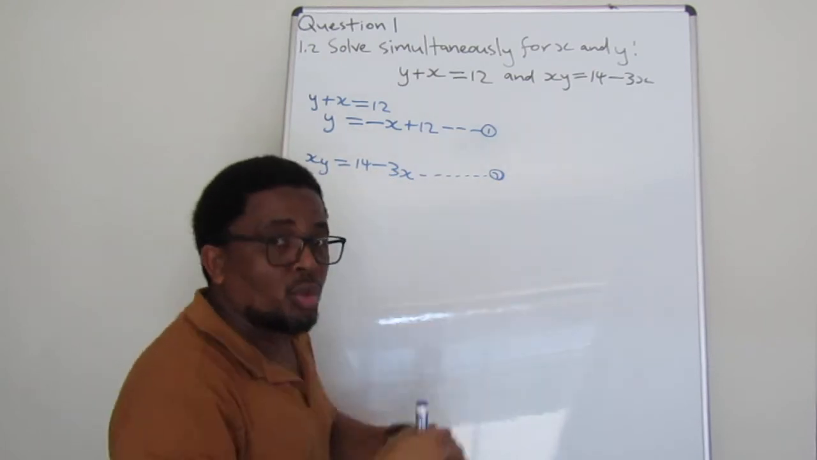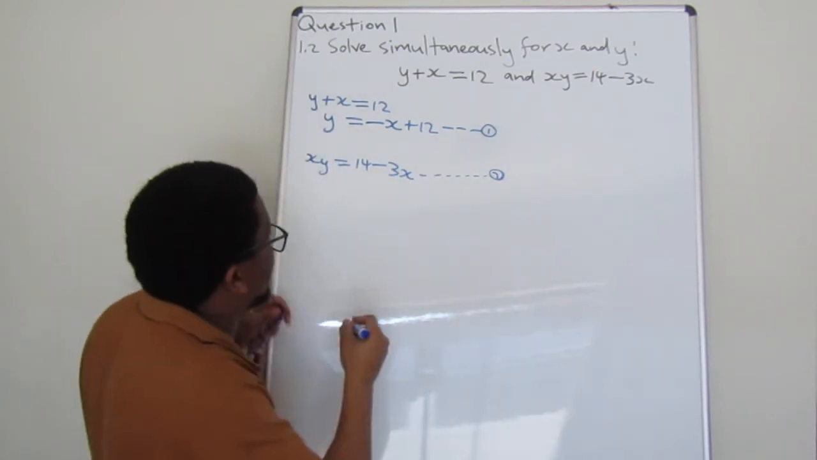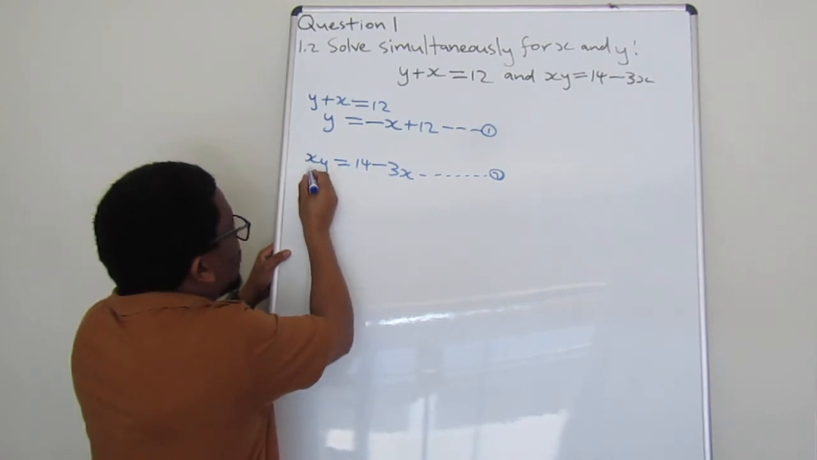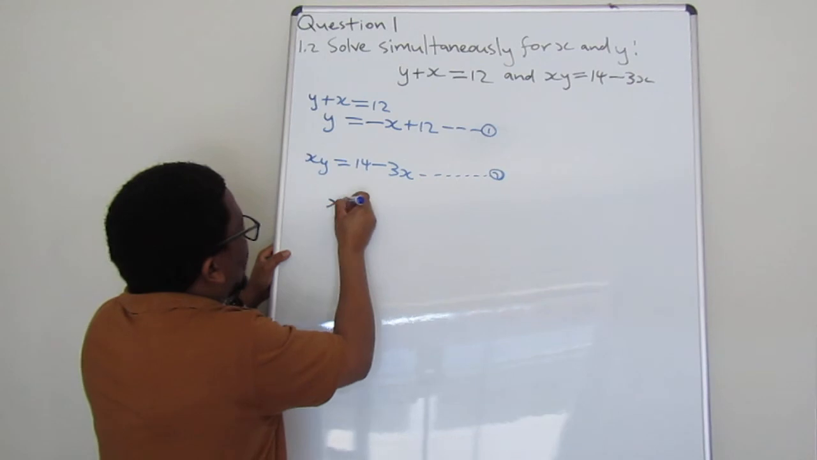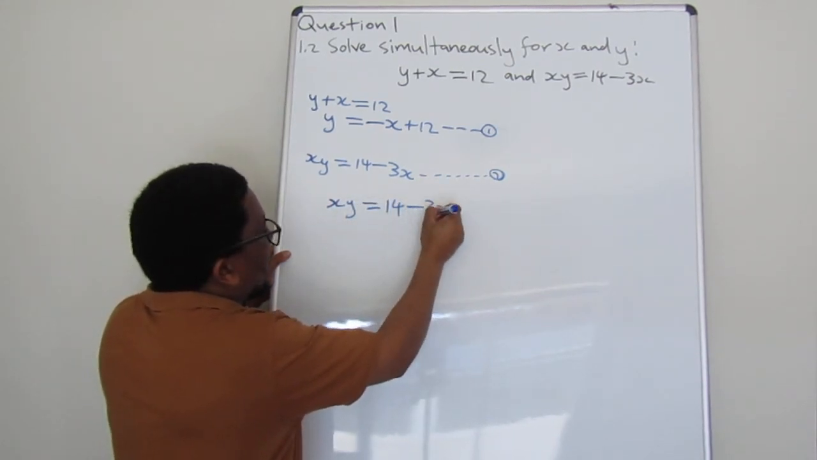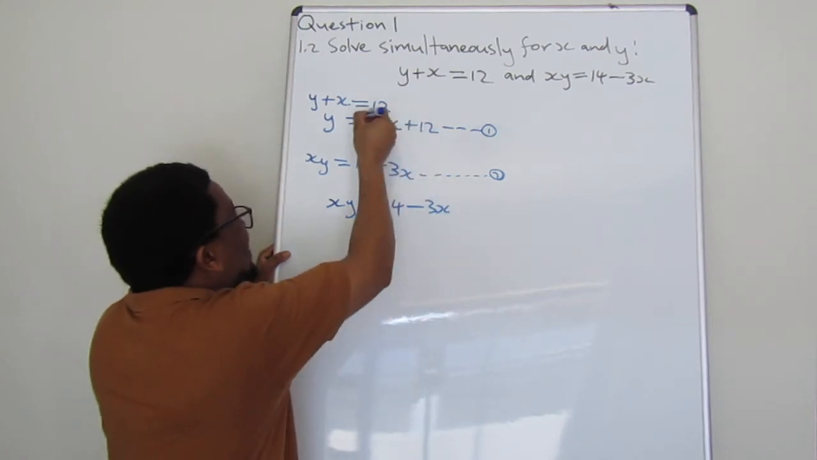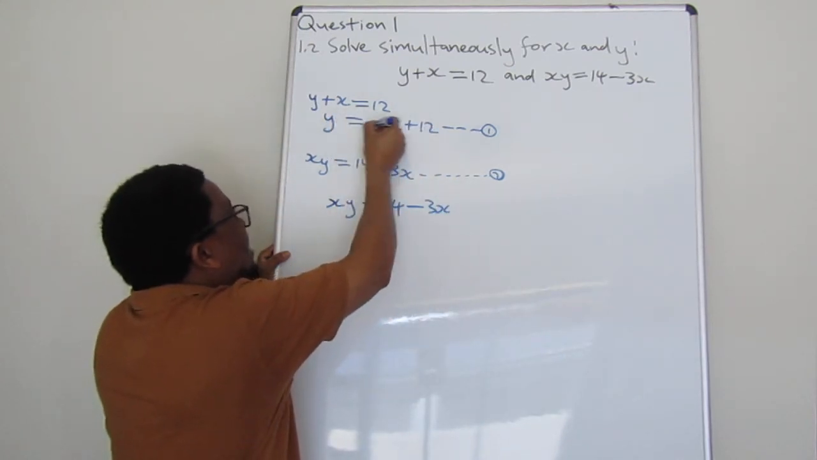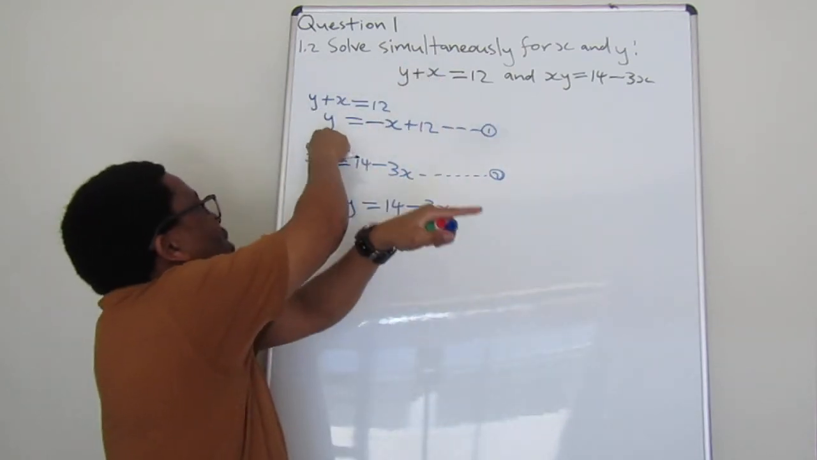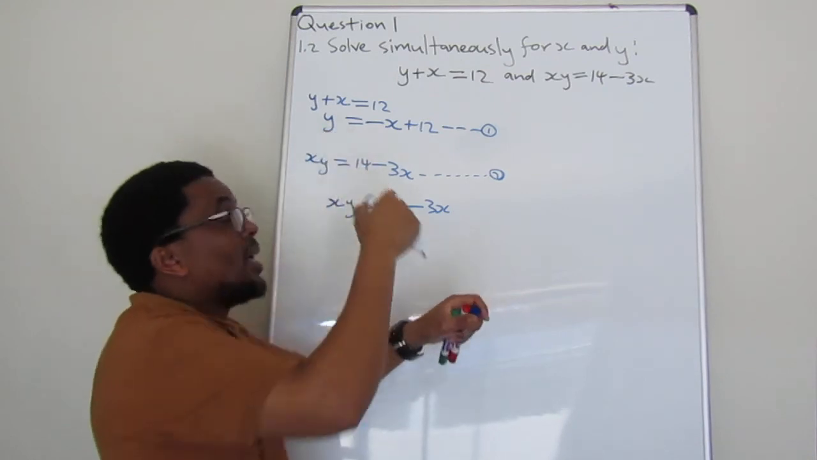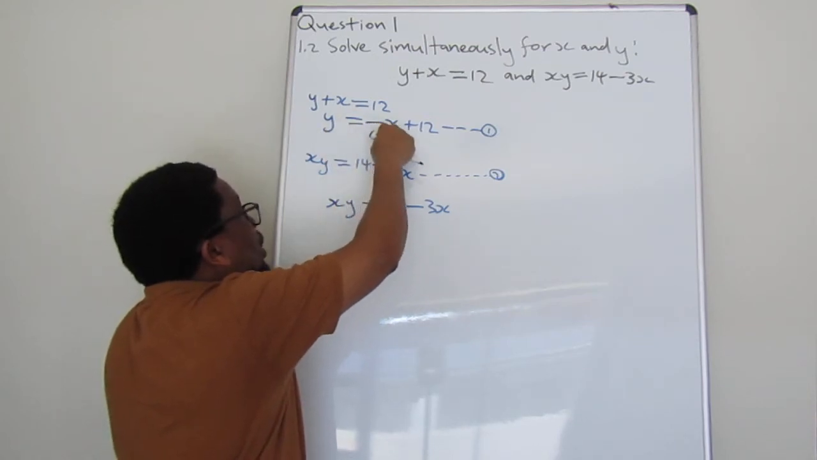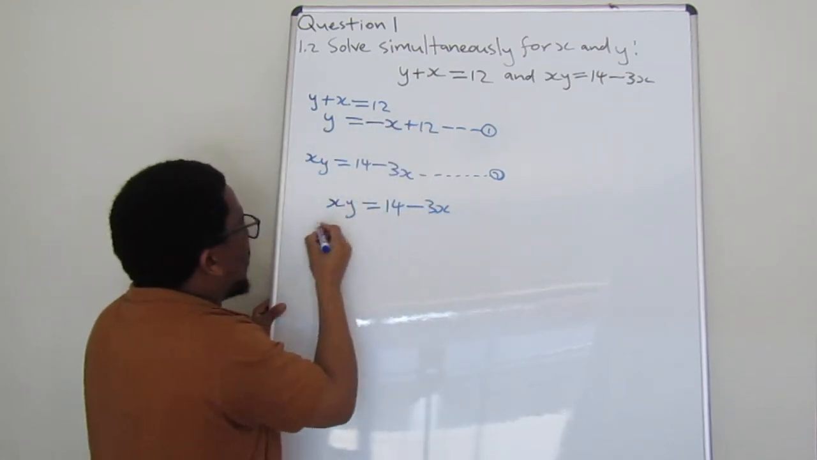Once I reach this step, I say: substitute 1 into 2. What does that mean? This is what it means. Therefore here I've got xy is equal to 14 minus 3x. Now, in place of y, now that I have made y the subject of the formula, I got y to be equal to minus x plus 12.